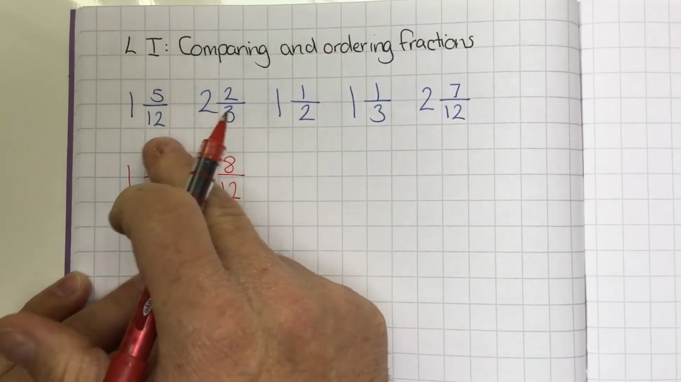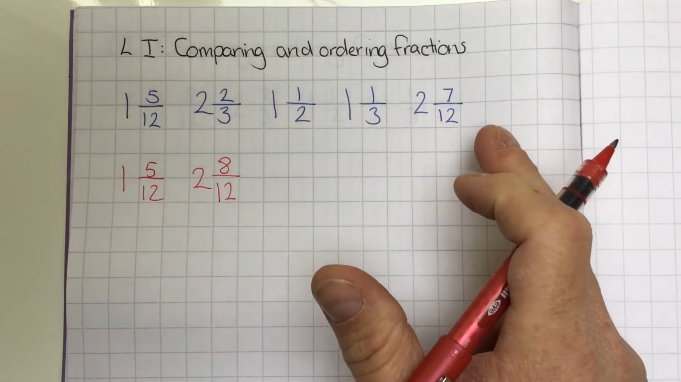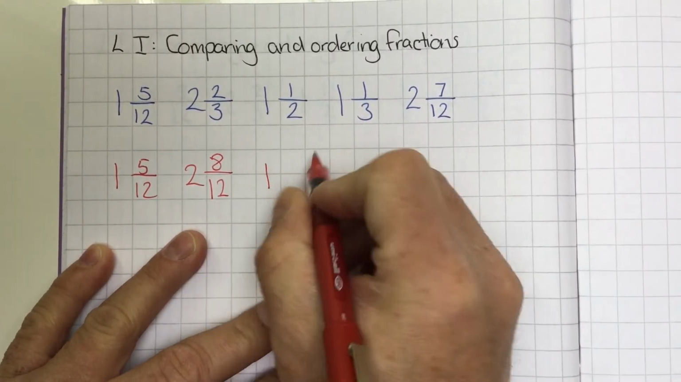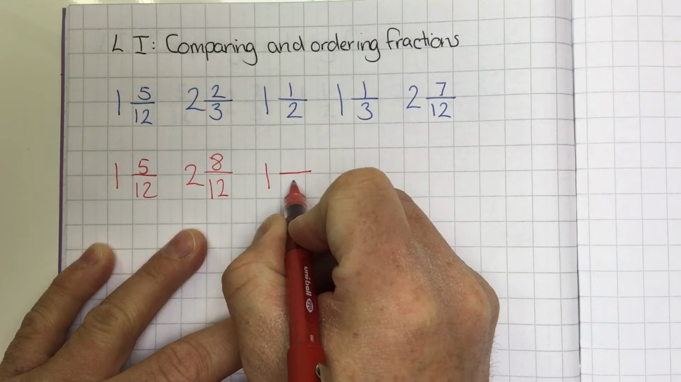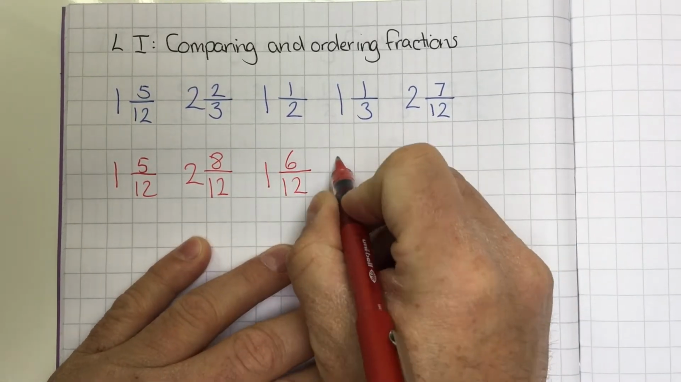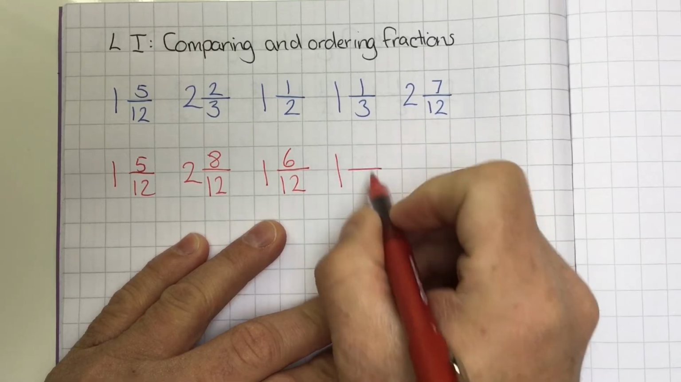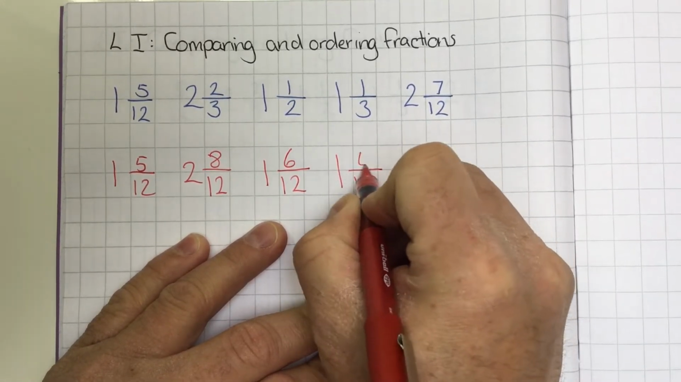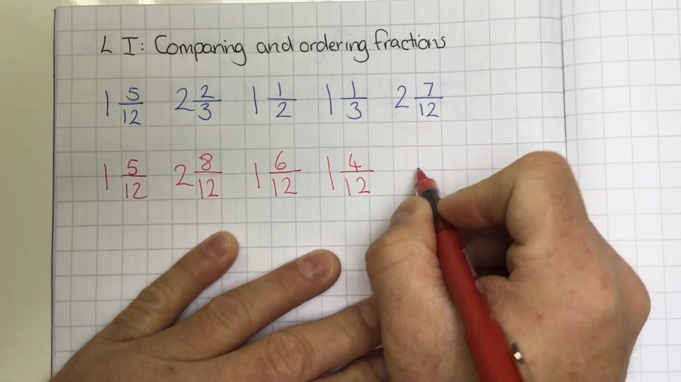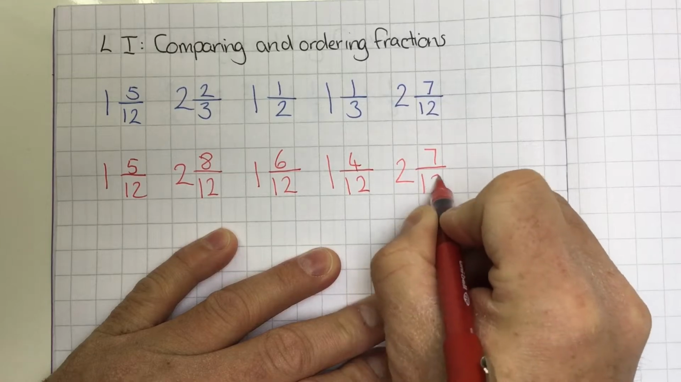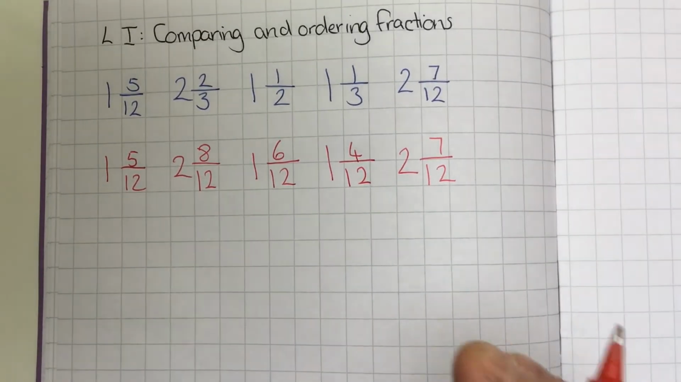Now we're going to use that same technique right across and change these fractions respectively. So this one would become 1 6/12. This fraction would become 1 4/12, and this fraction would become 2 7/12. It does not need to change because the denominator does not need to change.